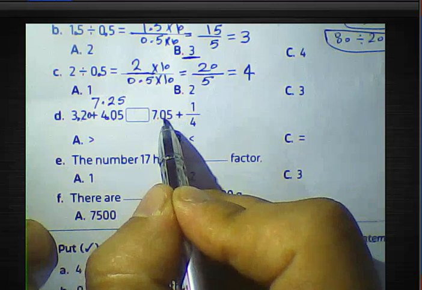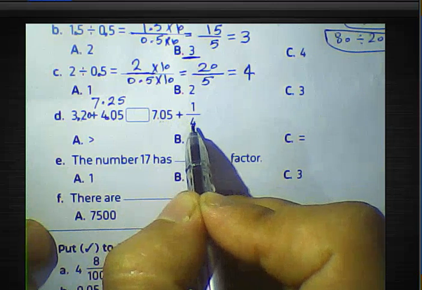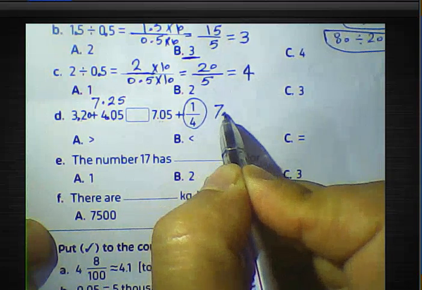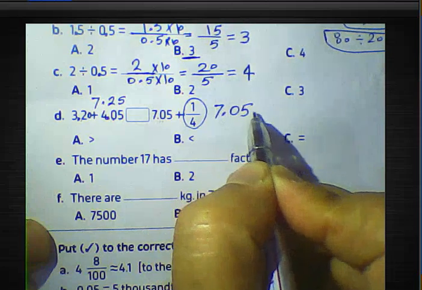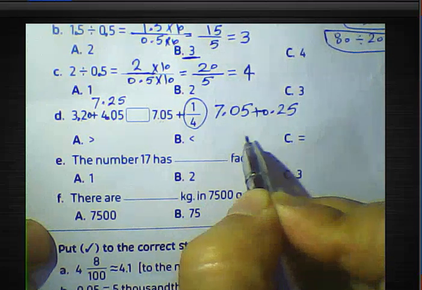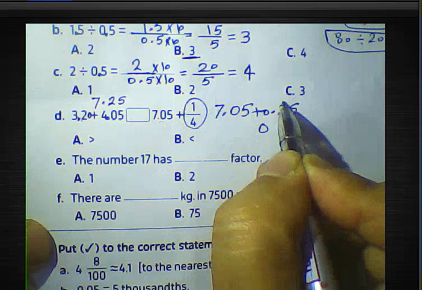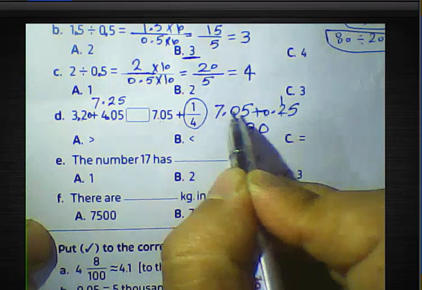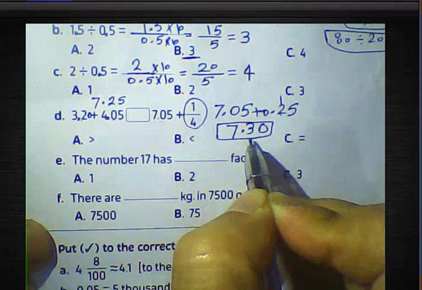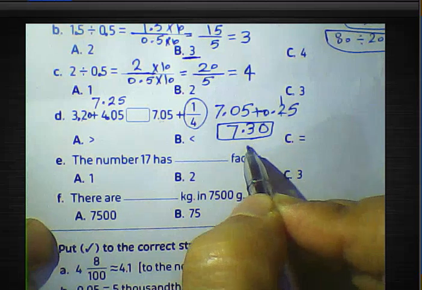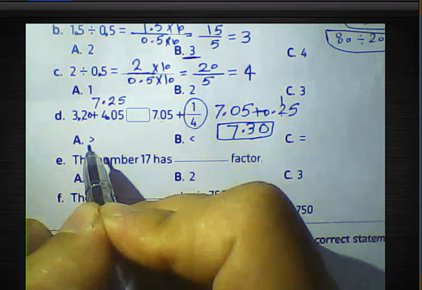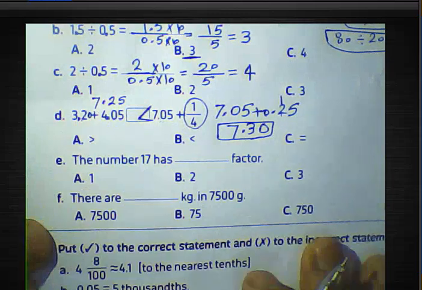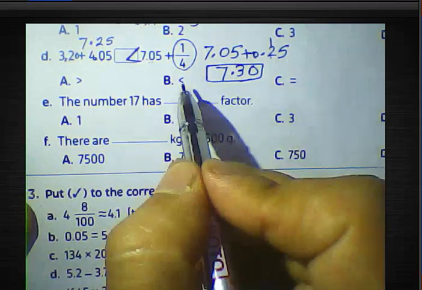And what about 0.05 plus 1 over 4? 1 over 4 equals 0.25. It's a fortieth. So we can write 0.05 plus 0.25. 5 plus 5 equals 10, 0 and carry 1, 2 plus 1 is 3, 3 plus 0 equals 3. But here, 0 plus 7 equals 7. The result will be 7.30. And here, 7.25. It's more than. This number is more than 7.25. We must choose the letter B.